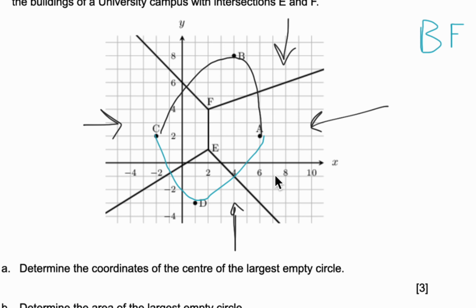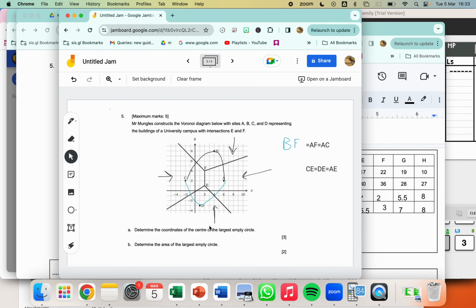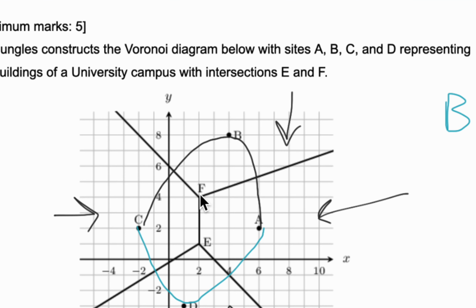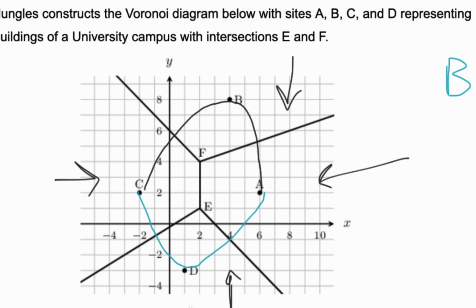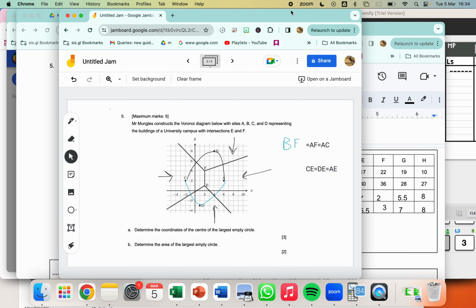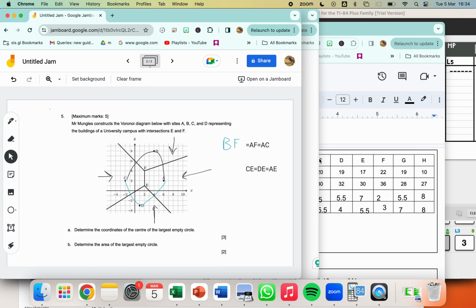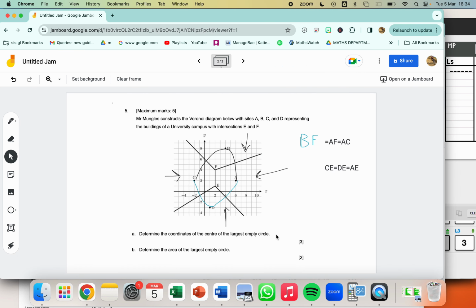Now, all you have to do is just find two distances for this question. You will find the distance from F to B, F to A, or F to C, and then you'll do it with the blue empty circle, which is E to C, E to D, or E to A. That is all you literally have to do for this question. So how do we do that? Well, we just need to use the distance formula.